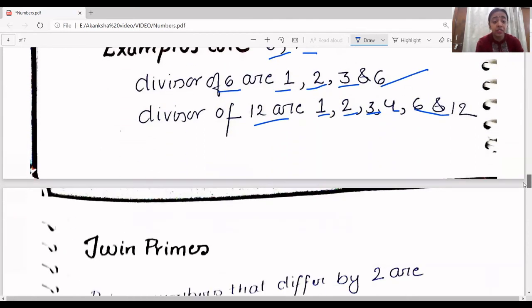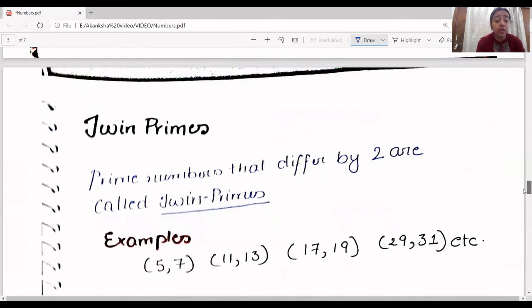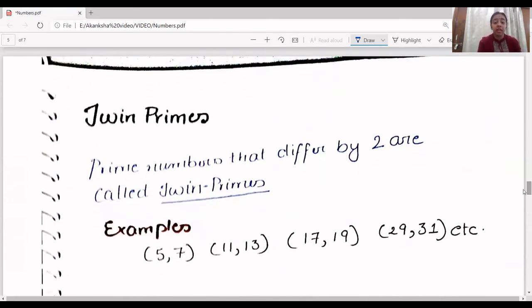Moving ahead to twin primes. Now, what are twin prime numbers? Prime numbers that differ by 2 are called twin prime numbers.